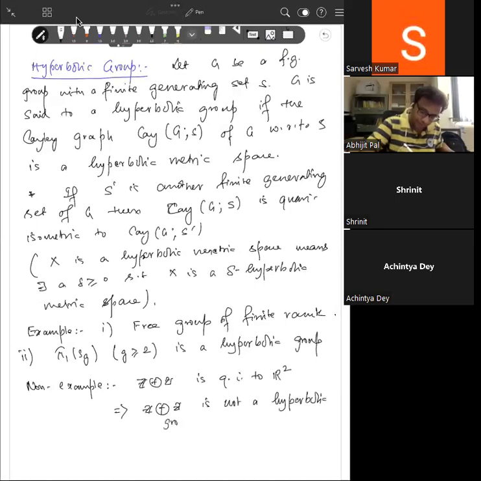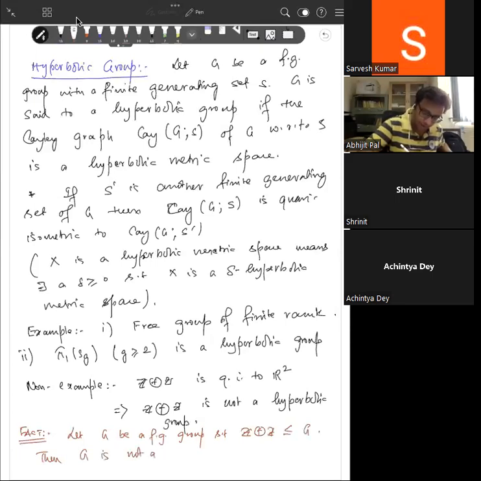Okay. So in fact, there is a very strong result. Maybe I'll write this fact. I don't know if I'll have time to put this or not. Take any group: let G be a finitely generated group such that Z plus Z is a subgroup of G. Then this G is not a hyperbolic group.